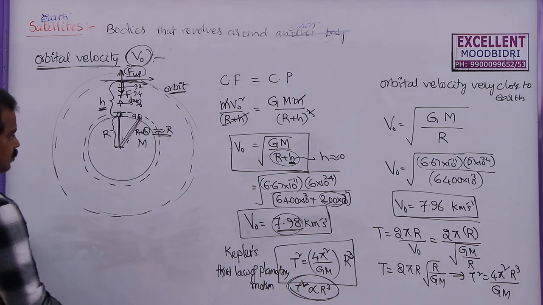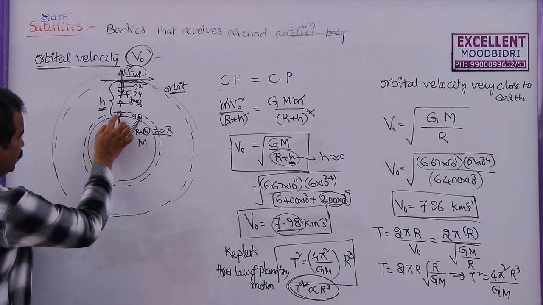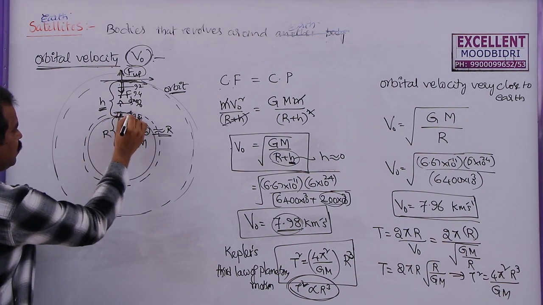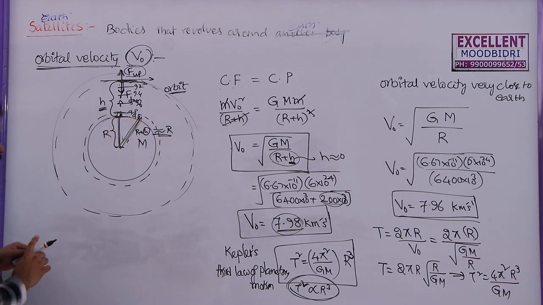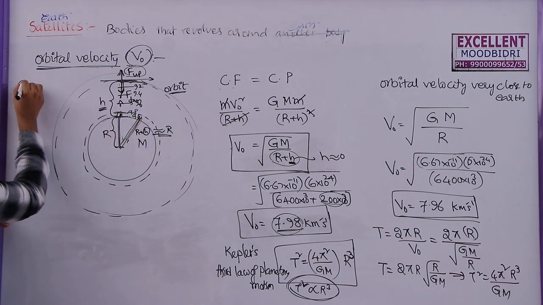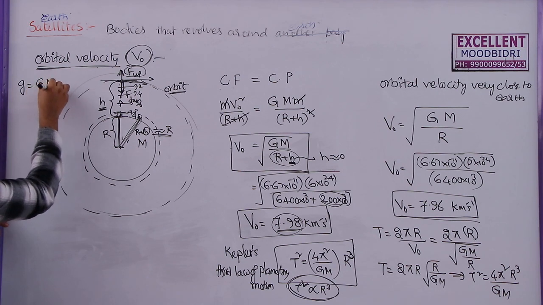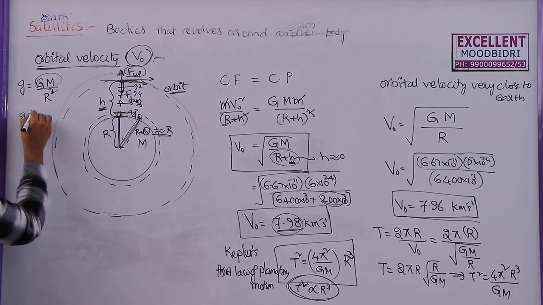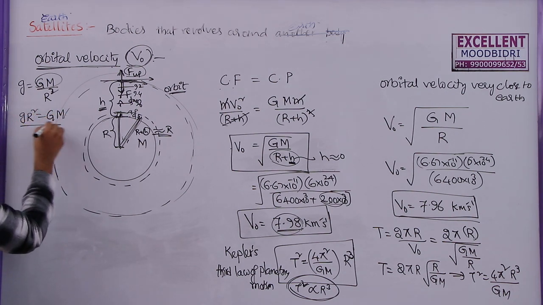Now if the orbit is very close to the Earth, then small g here is 9.8, here also it will be nearly 9.8. So small g will not change. We know the relation between small g and capital G. Small g is equal to capital GM by r square. So in place of GM we can write g r square is equal to capital G capital M.